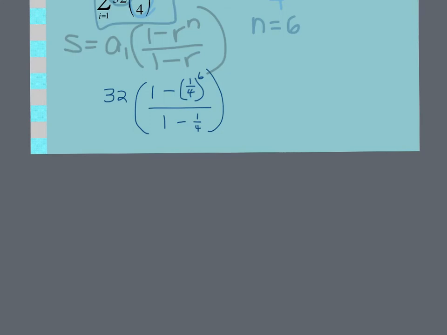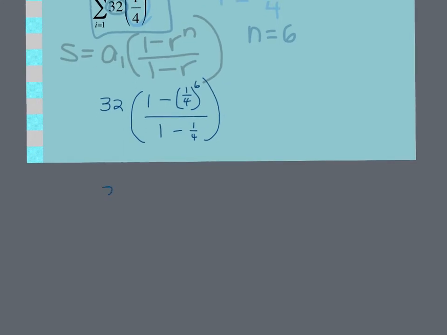So then I get 32. Again, you'll have a scientific calculator for something like this, but I want you to keep it in fraction format. I don't want a decimal that's rounded. I want this kept exact. So 4 to the 6th power is 4,096. This would be 1 over 4,096 over 1 minus 1/4.